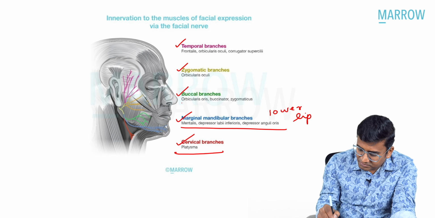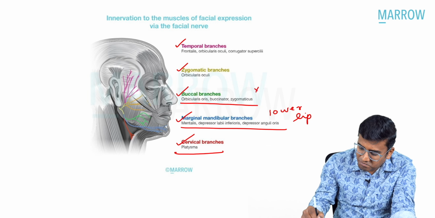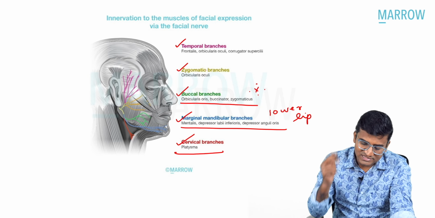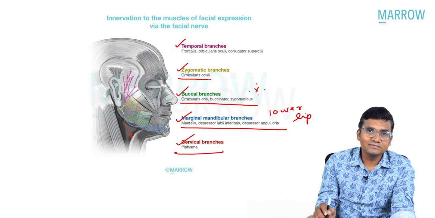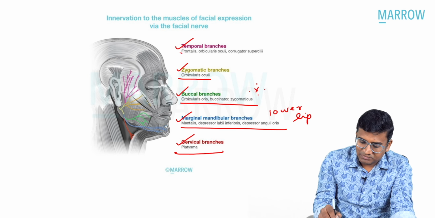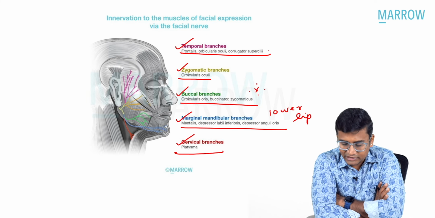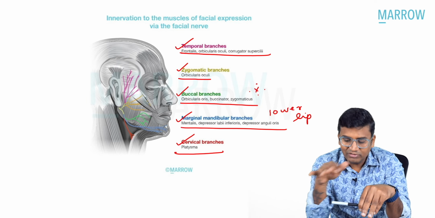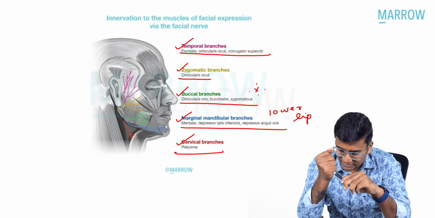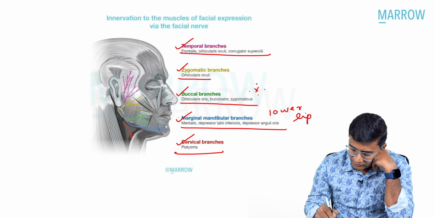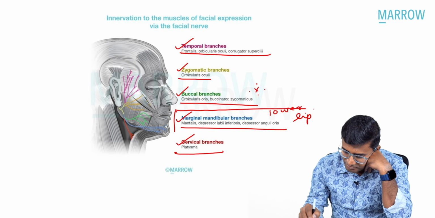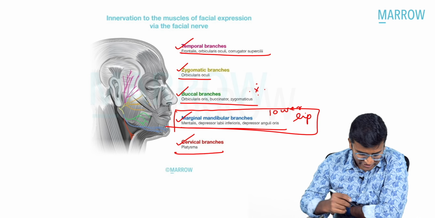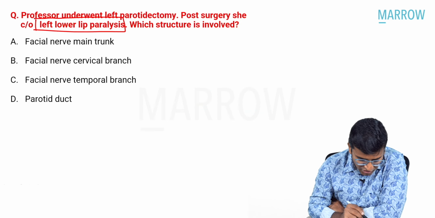Buccal branch, remember zygomaticus muscle and buccinator muscle. Zygomatic branch supplies orbicularis oculi. The temporal branch supplies frontalis and the corrugator supercilii muscles. These are the important muscles you have to remember for the nerve supply. Okay, right. So now, the patient is having lower lip palsy. What is the answer? Marginal mandibular branch of the facial nerve.